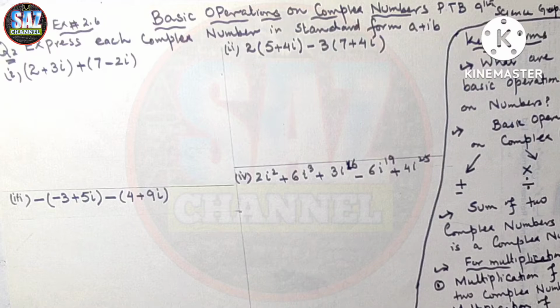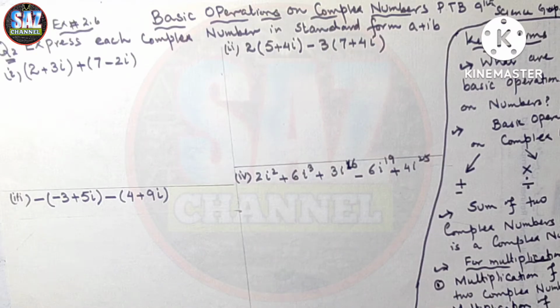Hello and welcome to Maths by SAS. This is my first lesson of PTB class 9 science group's book. In this class, students will be learning and discussing the basic operations on complex numbers, and the exercise is 2.6.